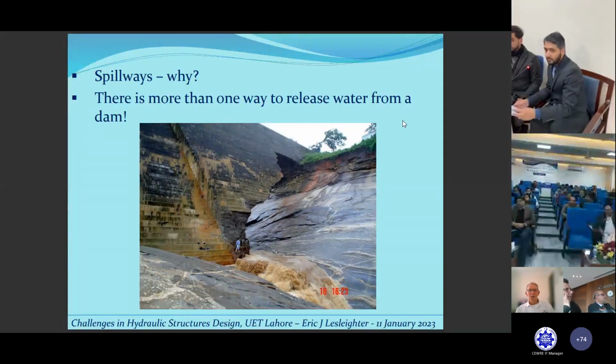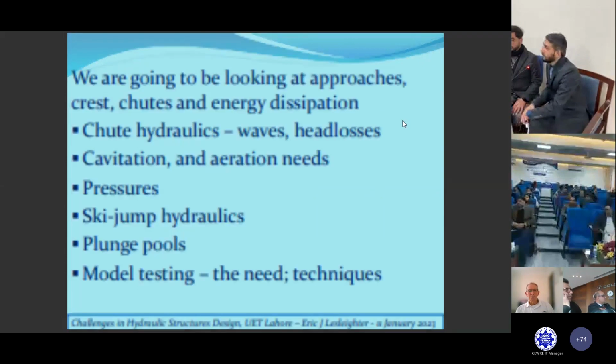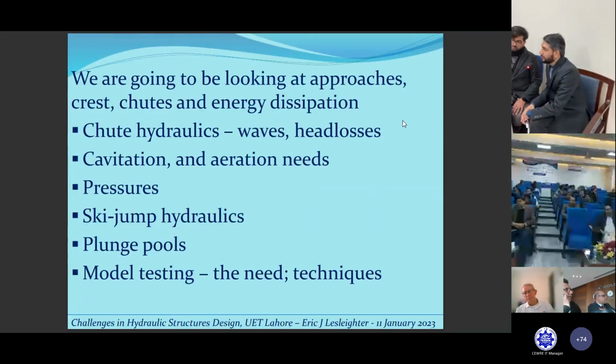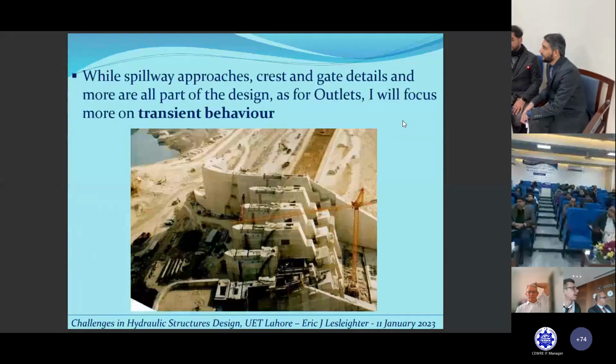We're going to be looking at the approaches, crest, chutes, energy dissipation, chute hydraulics, waves, head losses, cavitation and aeration needs in spillways, pressures, pressure fluctuations, ski jump hydraulics and plunge pools, model testing. Now, I've moved on to the next slide, which shows a picture of a partly constructed crest structure. While the spillway approach, you got that one?